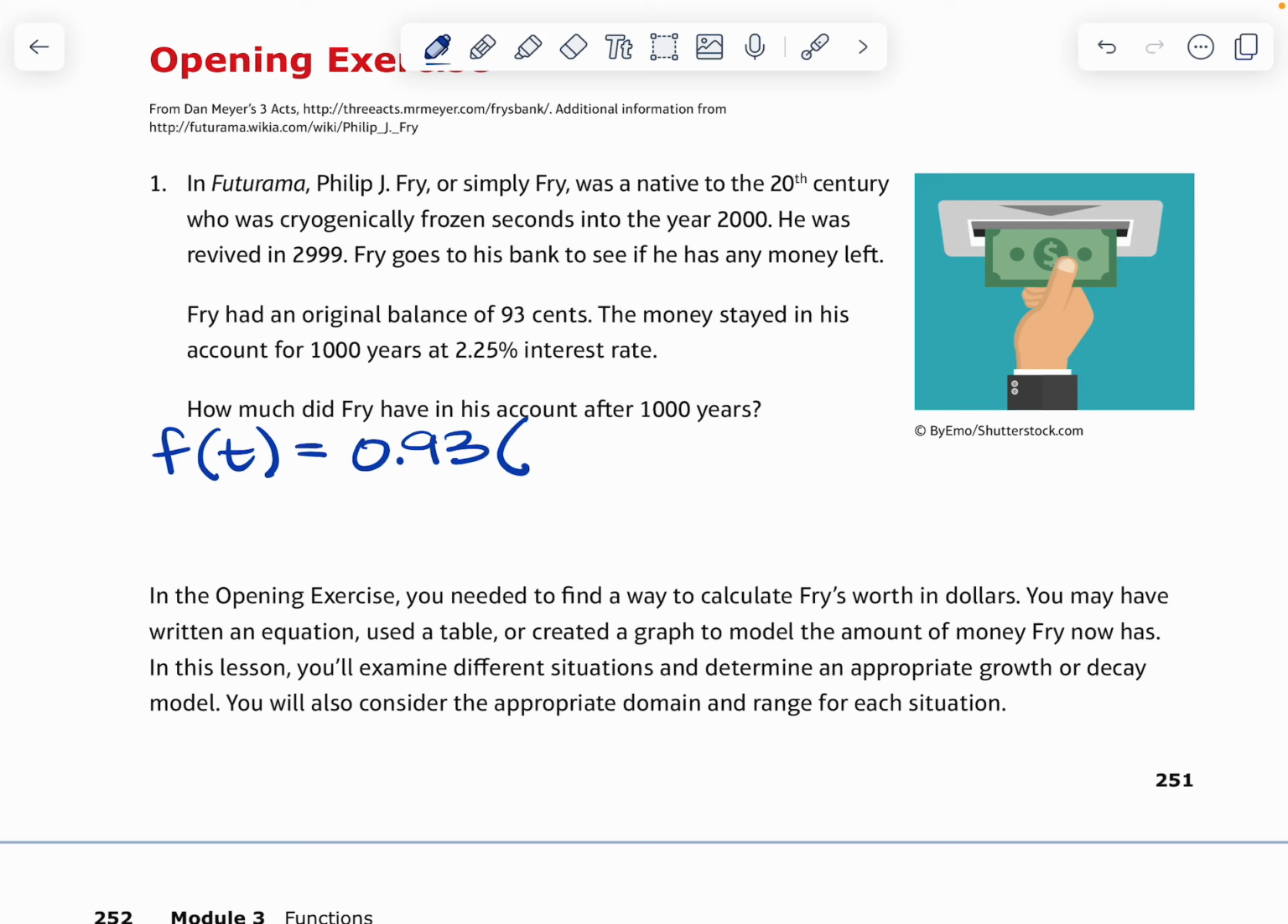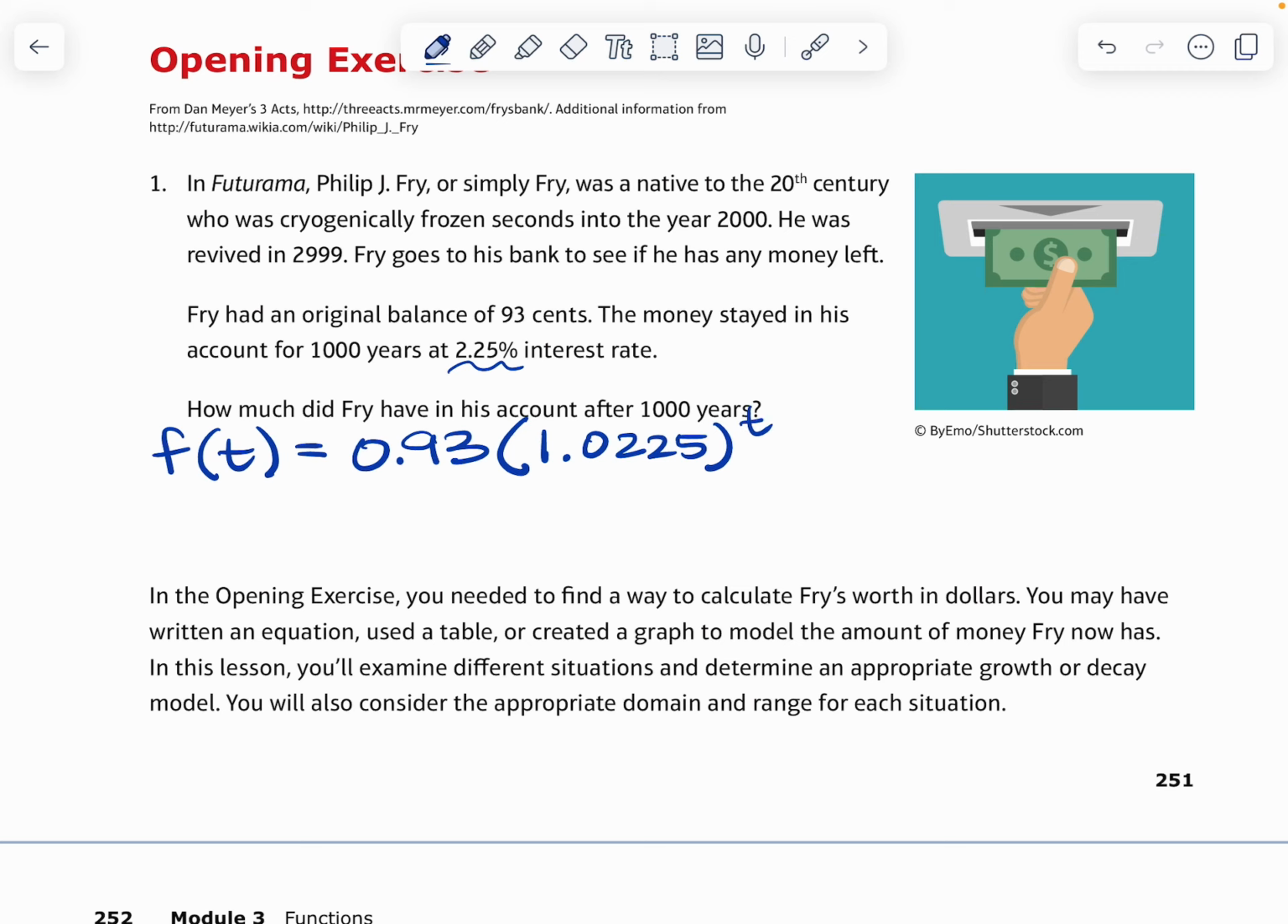It asks how much Fry had in his account after 1,000 years, so I wouldn't just put the interest rate, because I also want to include the amount that's in there, not just how much interest he earned. So I would have the 1 point and then change this to our interest rate. You're going to move that decimal 2 times to the left, so it would be 0.225, and that would be to the t.